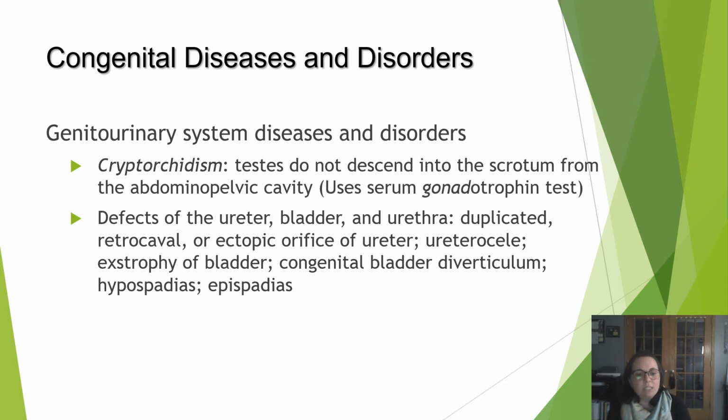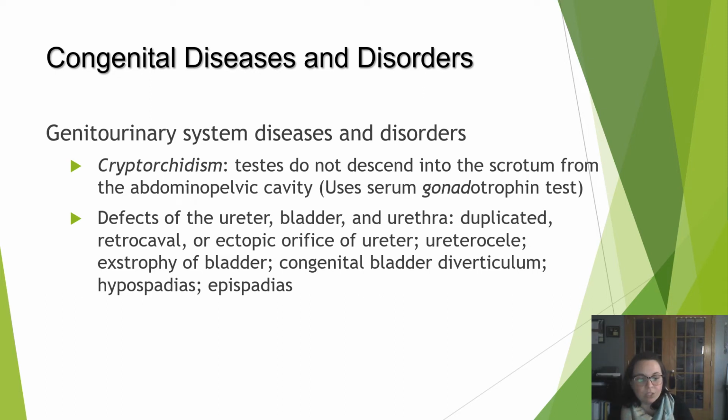Genitourinary system diseases deal with the genitals and urinary systems. So we have cryptorchidism, and this is where the testes do not descend into the scrotum from the abdominal pelvic cavity. The test associated with this one has a telltale name called gonadotropin test.